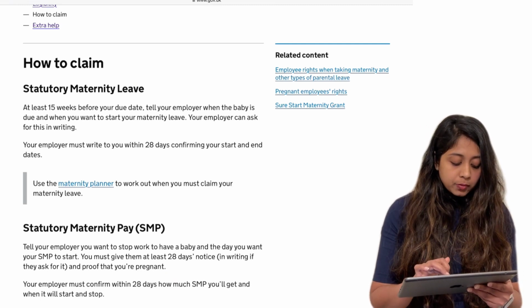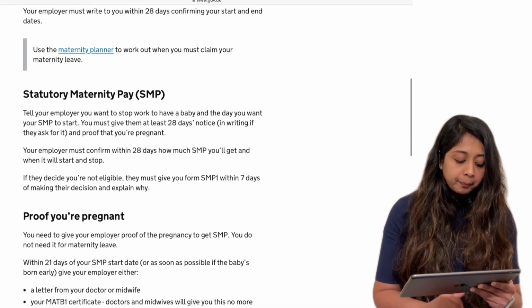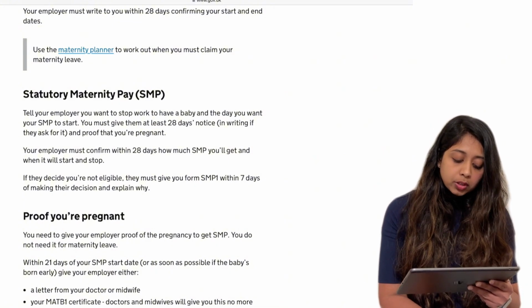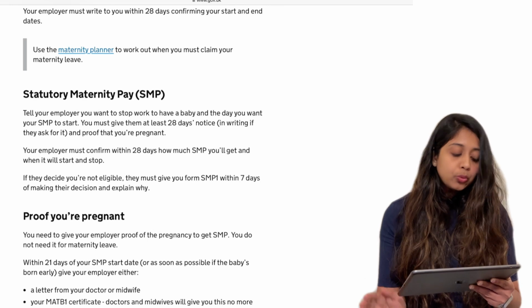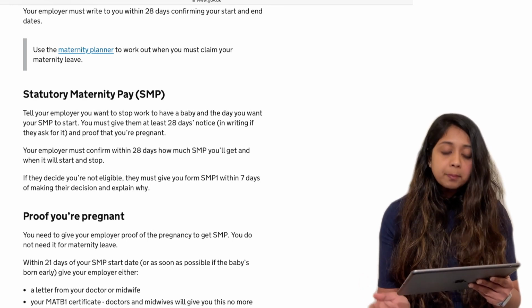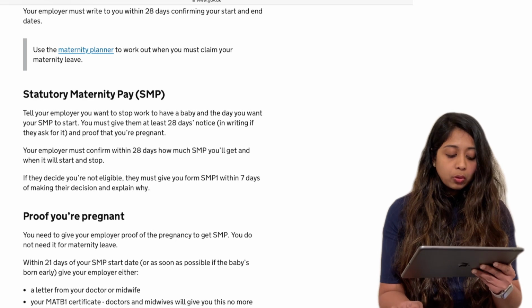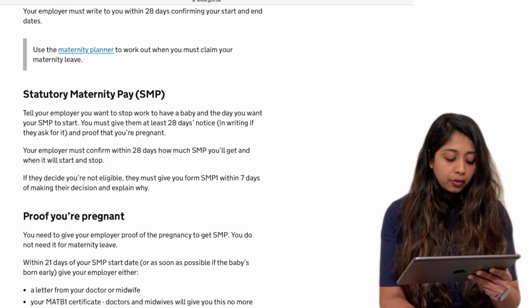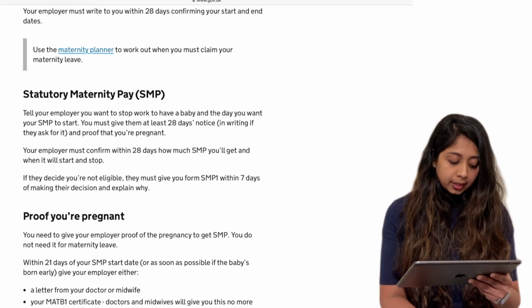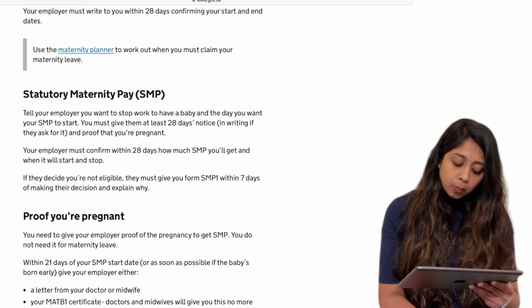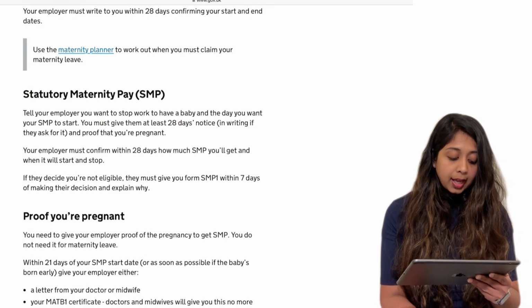When it comes to statutory maternity pay, in order to claim it, tell your employer you want to stop work to have a baby and the day you want your SMP to start. You must give them at least 28 days notice in writing if they ask for it, and proof that you are pregnant. Then your employer must confirm within 28 days how much SMP you will get and when it will start and stop.